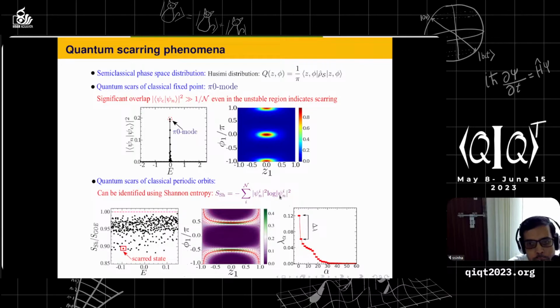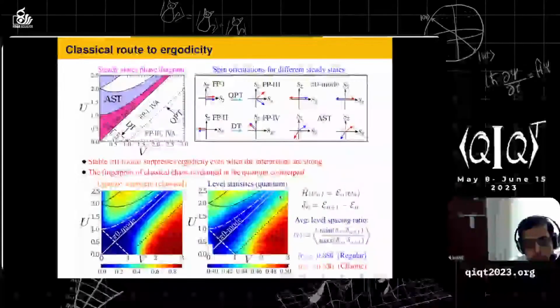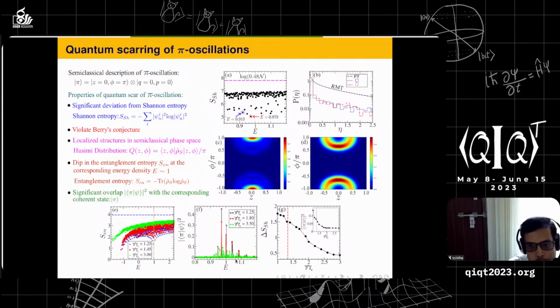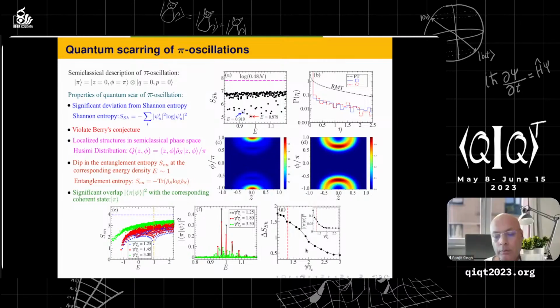We actually tried to calculate the degree of scarring in our earlier work from the deviation of the Shannon entropy, etc., or the overlap function. It turns out that as we go to the regime where the dynamical instability increases, the degree of scarring in terms of this overlap also decreases. Thank you.